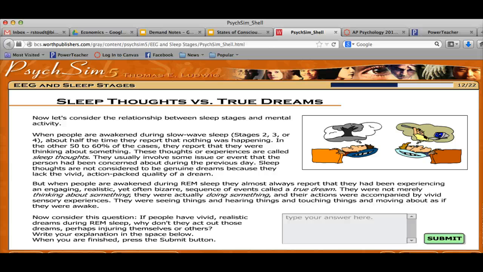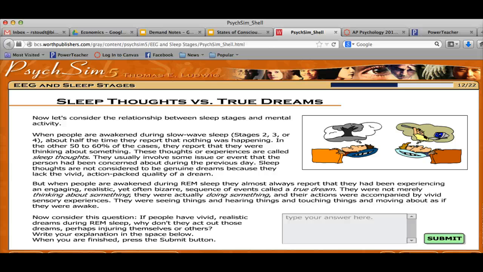But when people are awakened during REM sleep, they almost always report that they had been experiencing an engaging, realistic, yet often bizarre sequence of events called a true dream. They were not merely thinking about something, they were actually doing something, and their actions were accompanied by vivid sensory experiences. They were seeing things and hearing things and touching things and moving about as if they were actually awake.